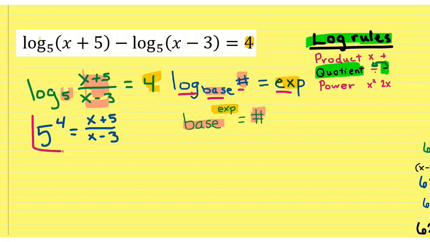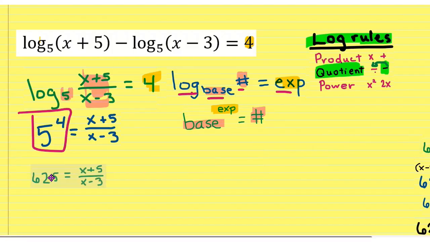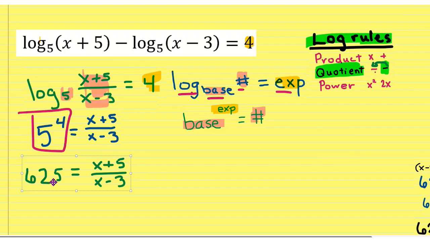I can go ahead and just do this little math operation, 5 to the power of 4. I can calculate that, so let's go do that and see what happens. Okay, so I end up here. 5 to the 4th ends up being 625, which is equal to this expression.